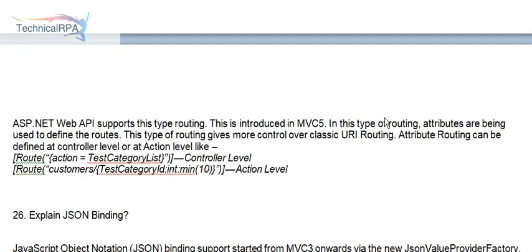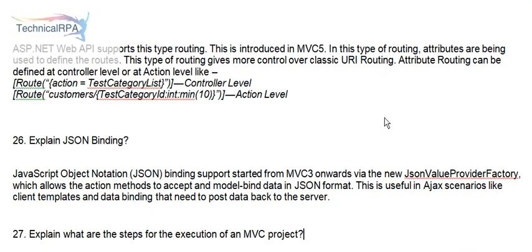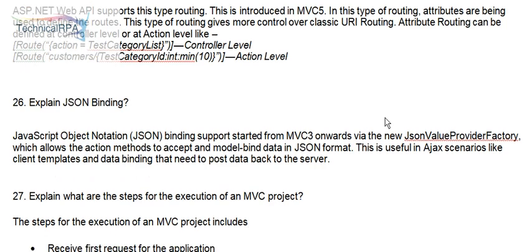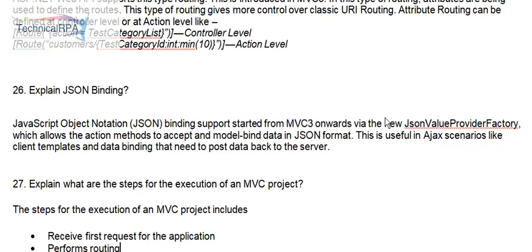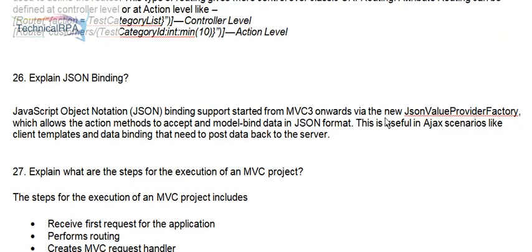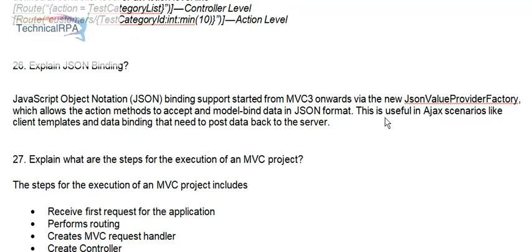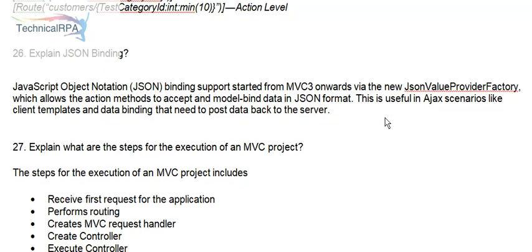26. Explain JSON binding. JavaScript Object Notation, JSON binding support started from MVC 3 onwards via the new JSON value provider factory, which allows the action methods to accept and model bind data in JSON format. This is useful in AJAX scenarios like client templates and data binding that need to post data back to the server.